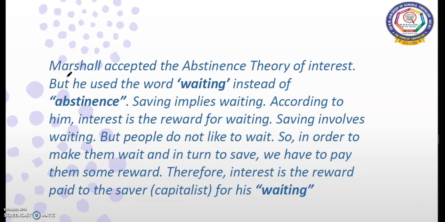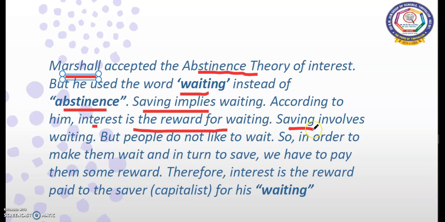Okay, now Marshall accepted the abstinence theory of interest, but he used the word waiting instead of sacrifice. Here saving implies waiting. So if you are going to save a certain amount, you will be waiting, isn't it, to get interest. According to him, interest is the reward for waiting. If you are joining a recurring deposit scheme, you have to wait for certain months, and only then you will receive the interest, isn't it?